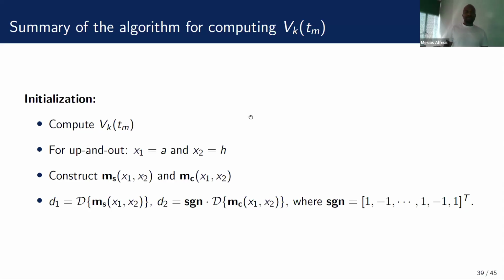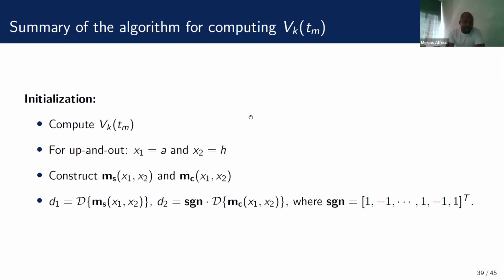So that is what we want. We calculate the V_K first, and then we move backwards in time until we get to V_K at time t1. And then for an up-and-out call option, you set x1 equal to a and x2 equal to h. We have seen those in the M's. Construct the M's.